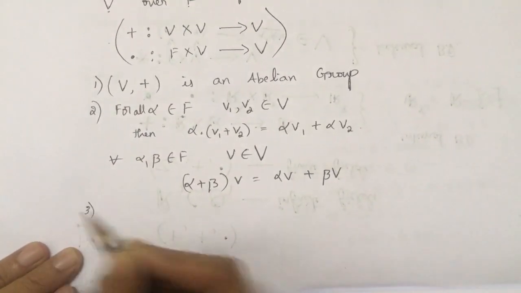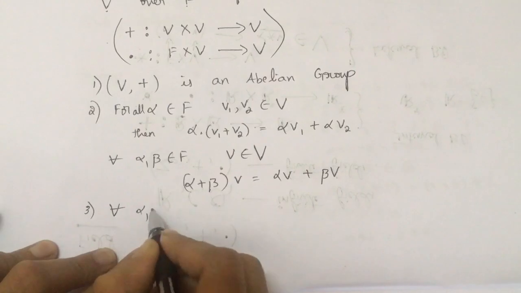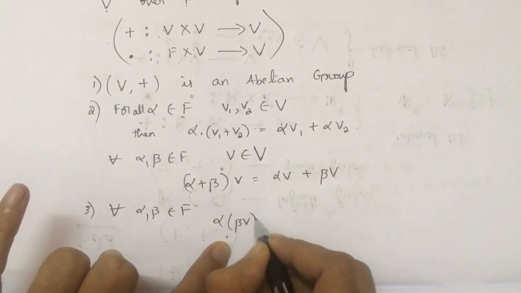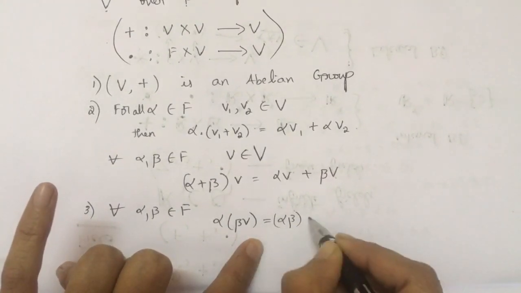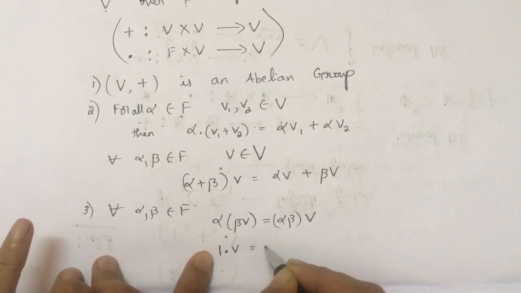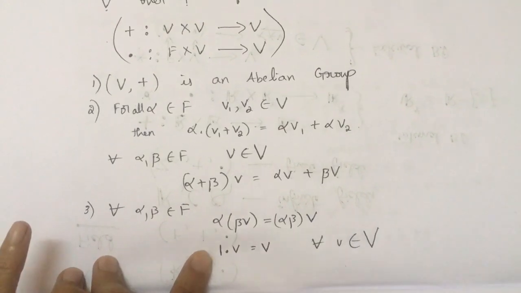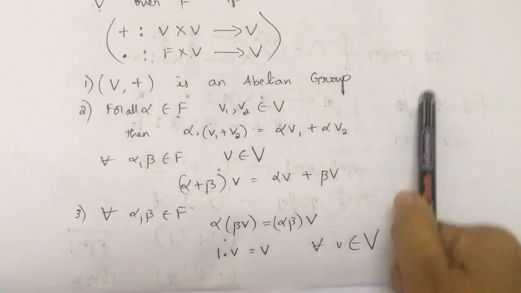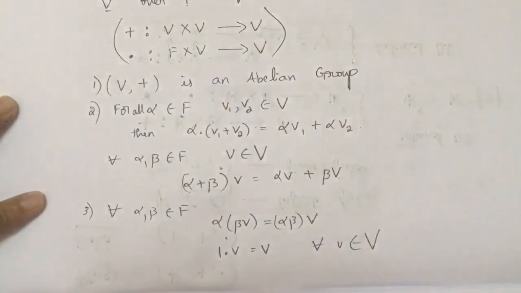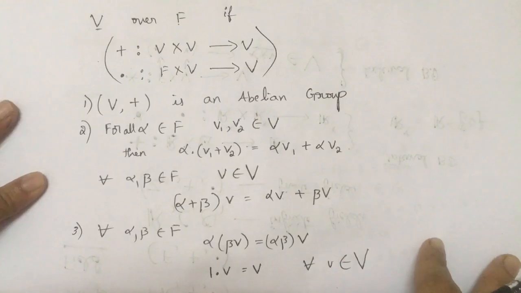Then the third axiom is: for all alpha, beta belongs to F, alpha into (beta V) is nothing but (alpha into beta) into V, and there exists a unit element 1 such that 1 into V is nothing but V. This is true for all V belongs to V. If these conditions are satisfied by the elements of the set V, then V is called a vector space over the field F.